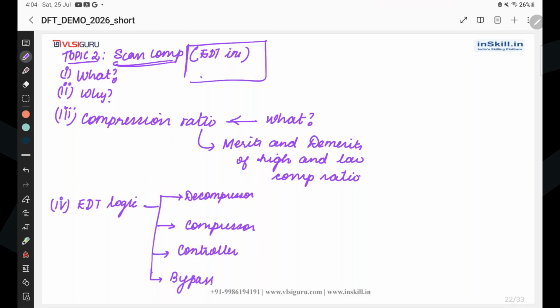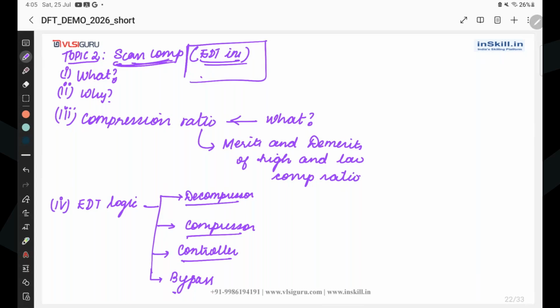So these are the 4 components of EDT logic. In EDT logic, we'll be having the decompressor, compressor, controller, and bypass logic. In order to achieve scan compression, if you're using Mentor Graphics tools, then we will be adding EDT logic. The full form of EDT is embedded deterministic test.